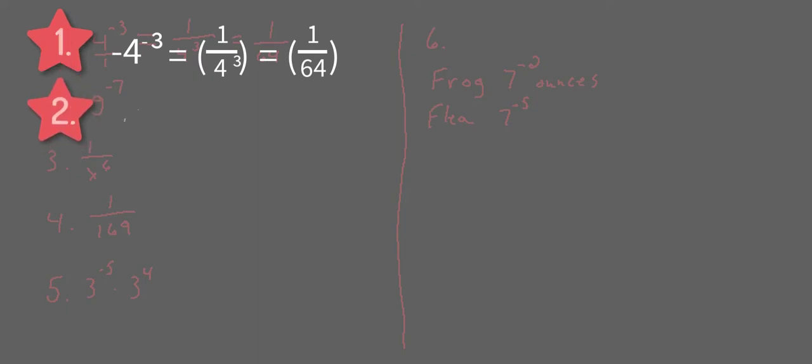With number 2, we're given an expression with a variable. We're given that it's not 0, so this is simply going to be move it to the bottom, 1 over g to the 7th.